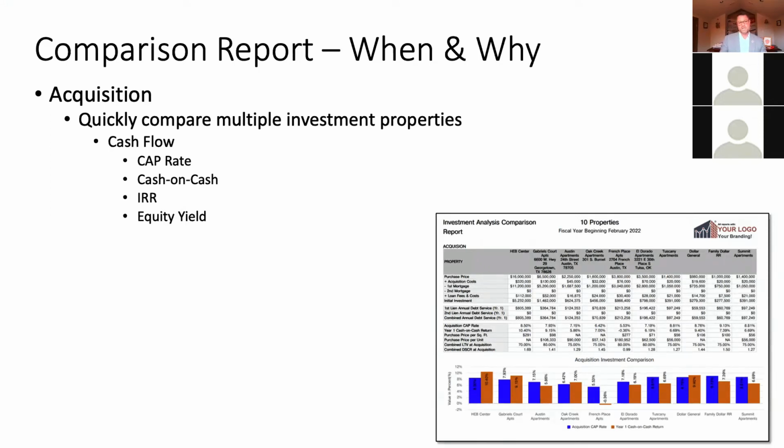I can compare the cap rates on those properties, the cash on cash return each year, the IRR, and what I call the equity yield. And equity yield would apply when you finance the property. So I can do all of these different things on a comparison report when I acquire the property. Also to compare what my equity investment from property A to property B to property C would be as well. How much cash do they need to come out of their pocket with to buy each of those properties?